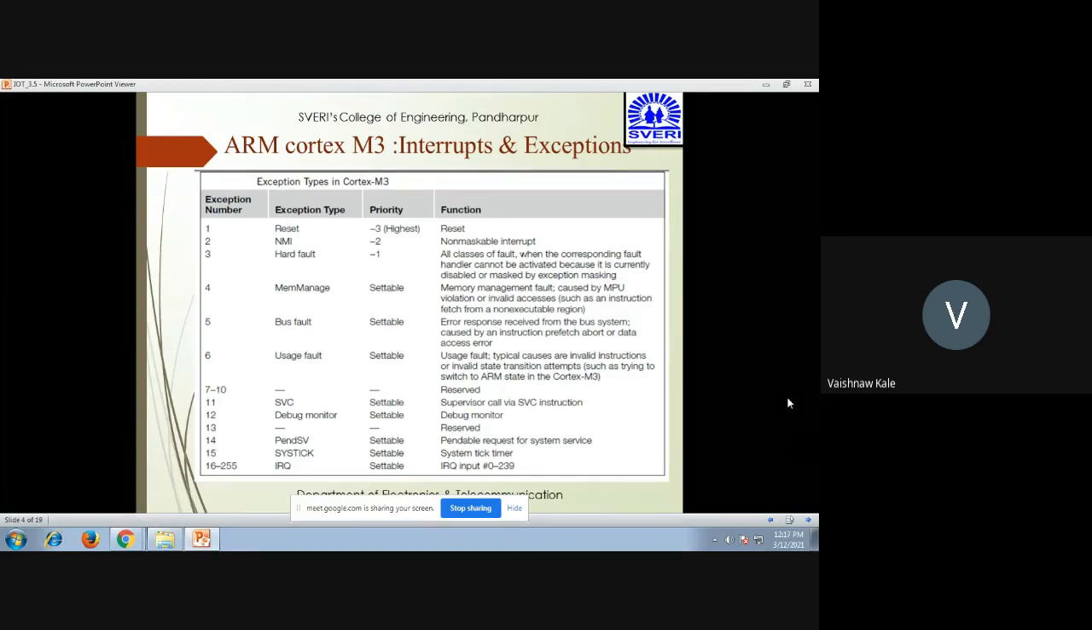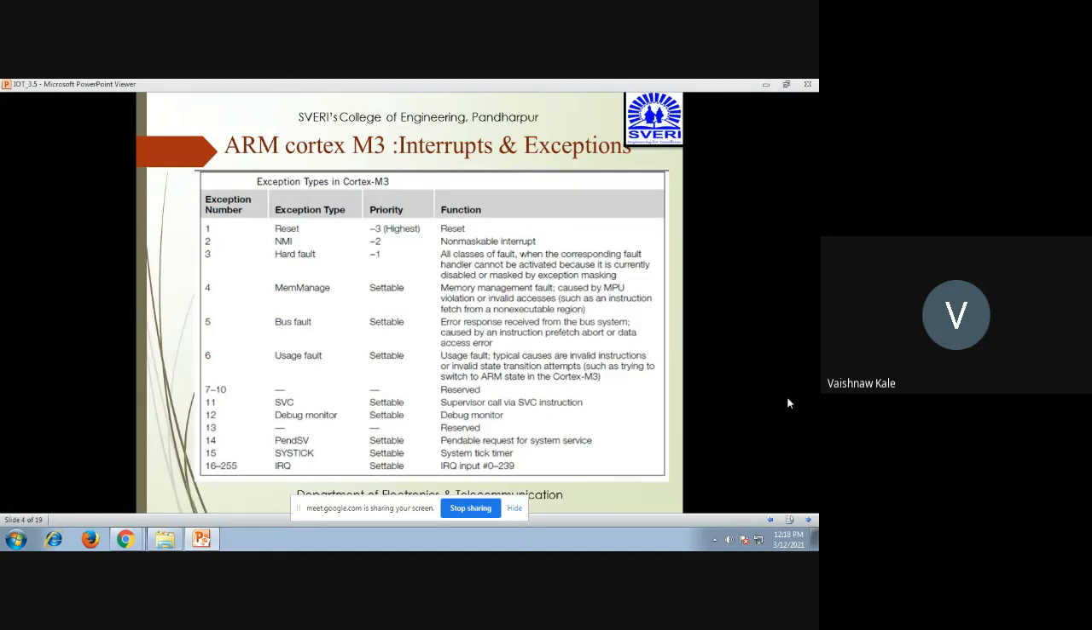So this is all about faults: the error response received from the bus system, caused by instruction prefetch abort or data access error. Then the sixth one is a usage fault. What is the difference between exceptions and interrupts here? An interrupt is to give an interrupt in between as per your requirement, and exceptions are the fault related things, because if there is a fault, then it becomes an exception. If suddenly there is a fault in the whole program that is going on, it becomes an exception. So all these faults come under exceptions.